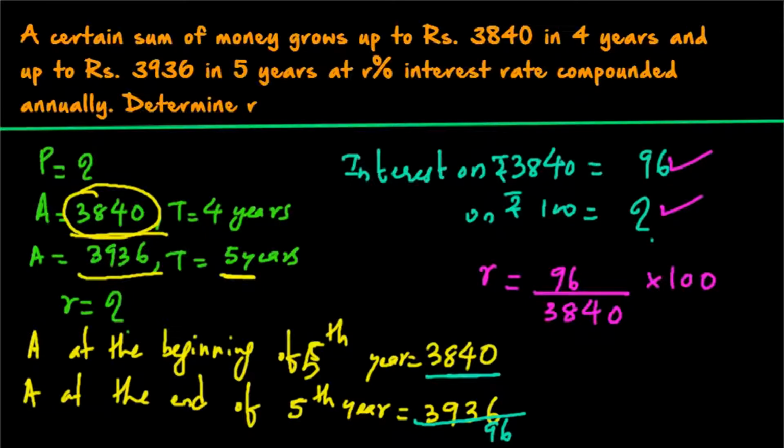So what will be our answer? Our rate of interest will be equal to 2.5%. Since it is on 100, we can say 2.5 as a percentage. So the rate of interest will be 2.5%.